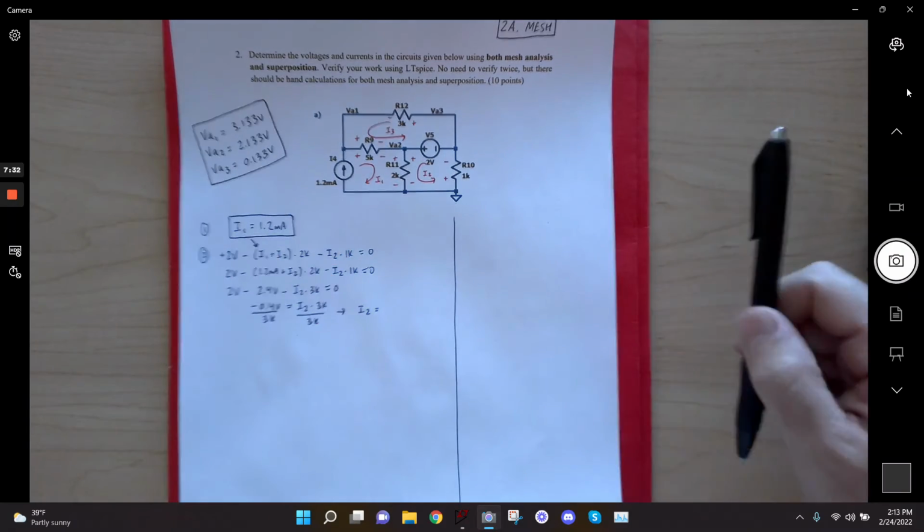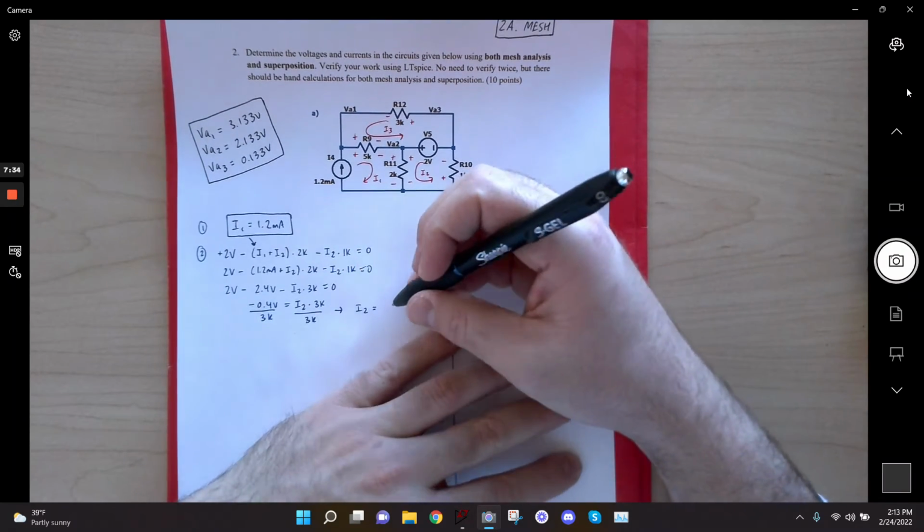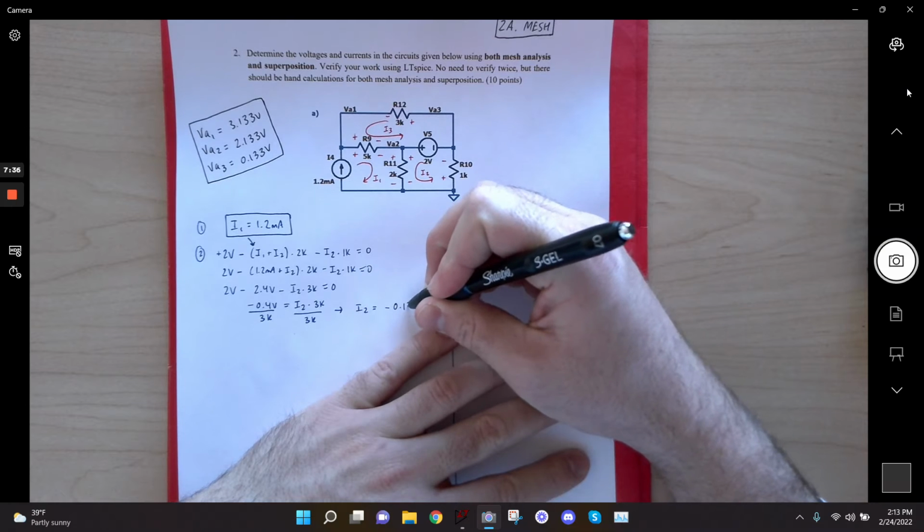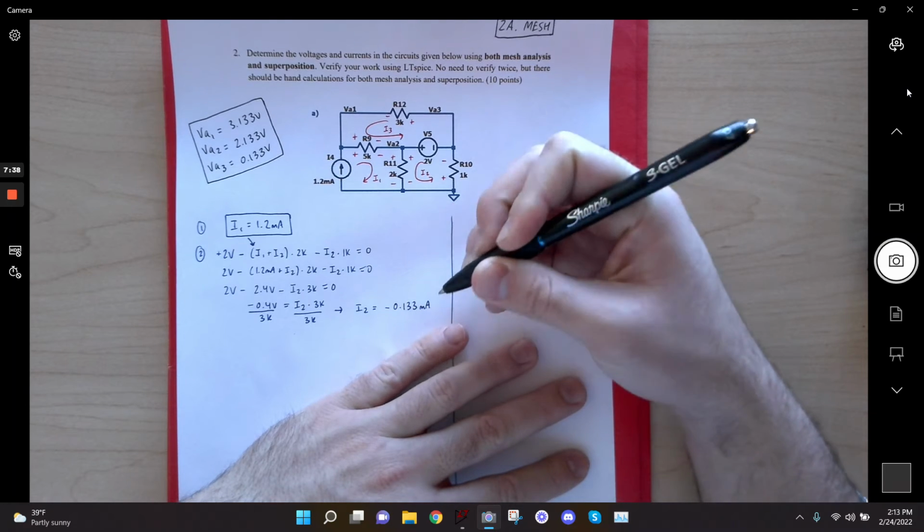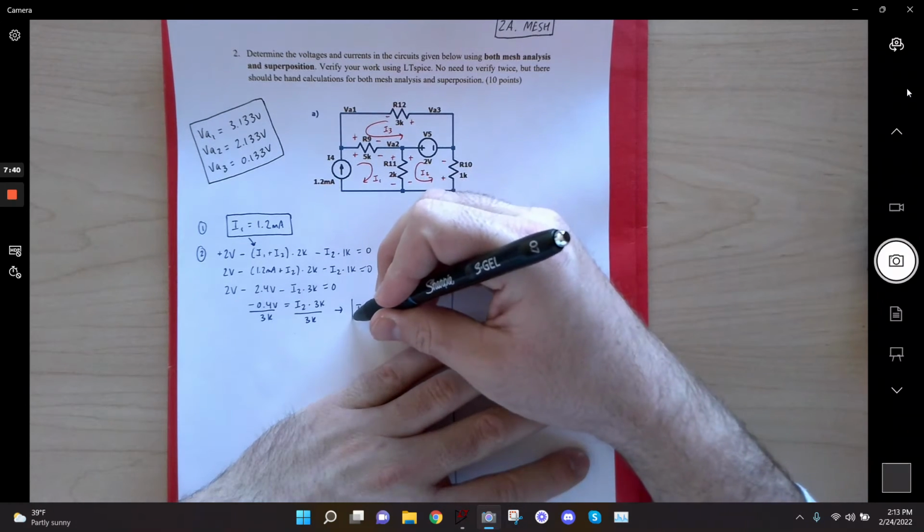So let's go to my calculator app and just do 0.4 divided by 3, 0.1333. So that's going to be negative 0.133 milliamps. Alright? That's my I2.